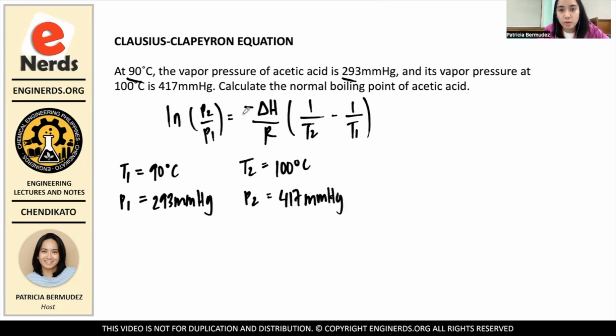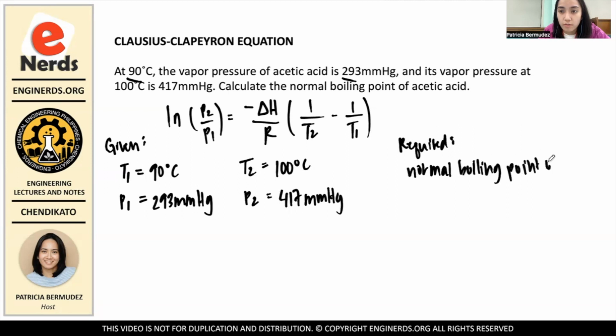So ngayon, in this equation, meron tayong dalawang sets of values. Okay? And the question is asking for, so these are the given. What is required? Ang required in the problem is yung normal boiling point of acetic acid given these two sets of parameters.